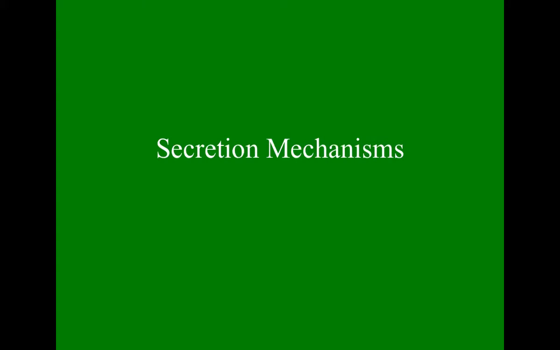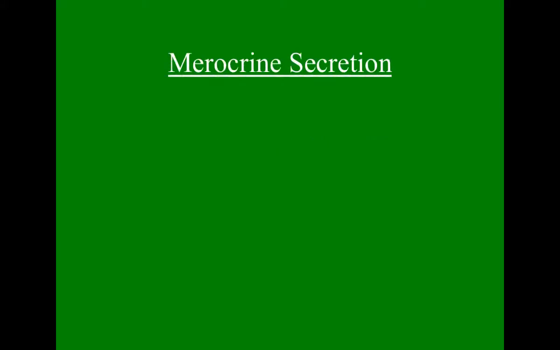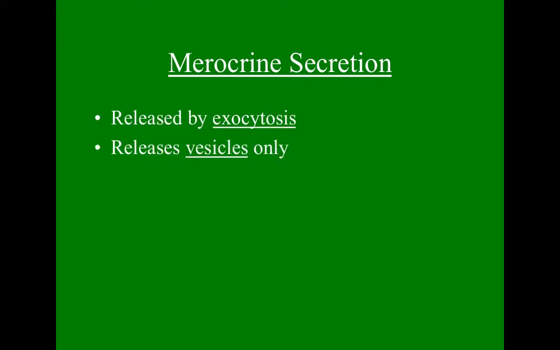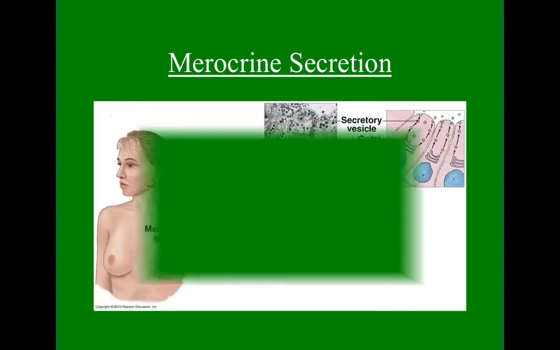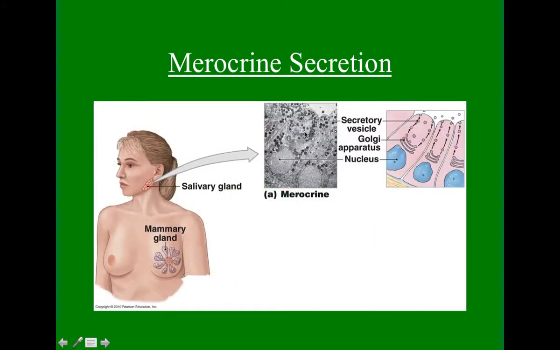So the first type is the merocrine secretion. With merocrine secretions, we get exocytosis taking place, and this releases the vesicles only. An example of this would be mucus, or if you take a look at the diagram, it also shows you that saliva is released in this way. The black dots are the secretory vesicles, and they migrate to the surface and release their products via exocytosis. With merocrine, the cell stays completely intact, and that will be important.